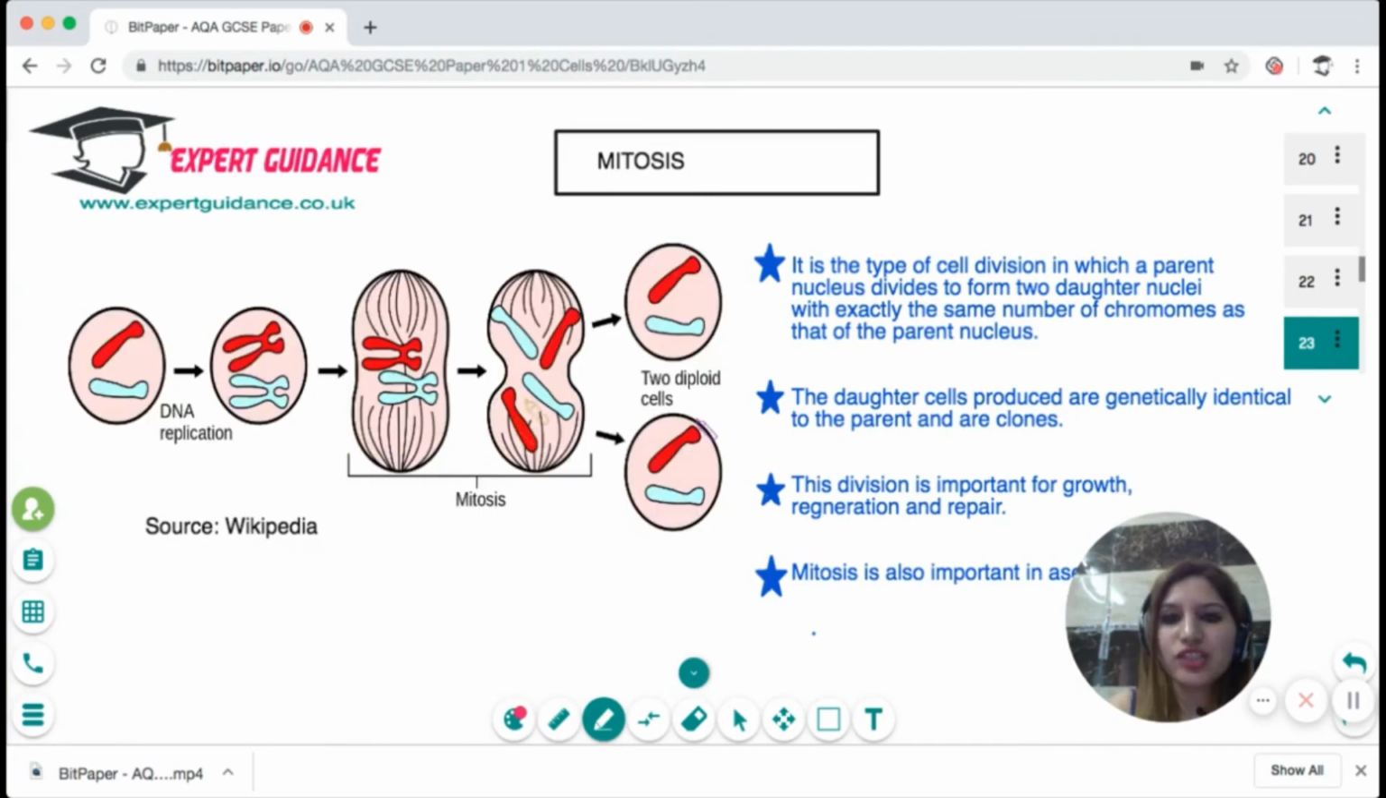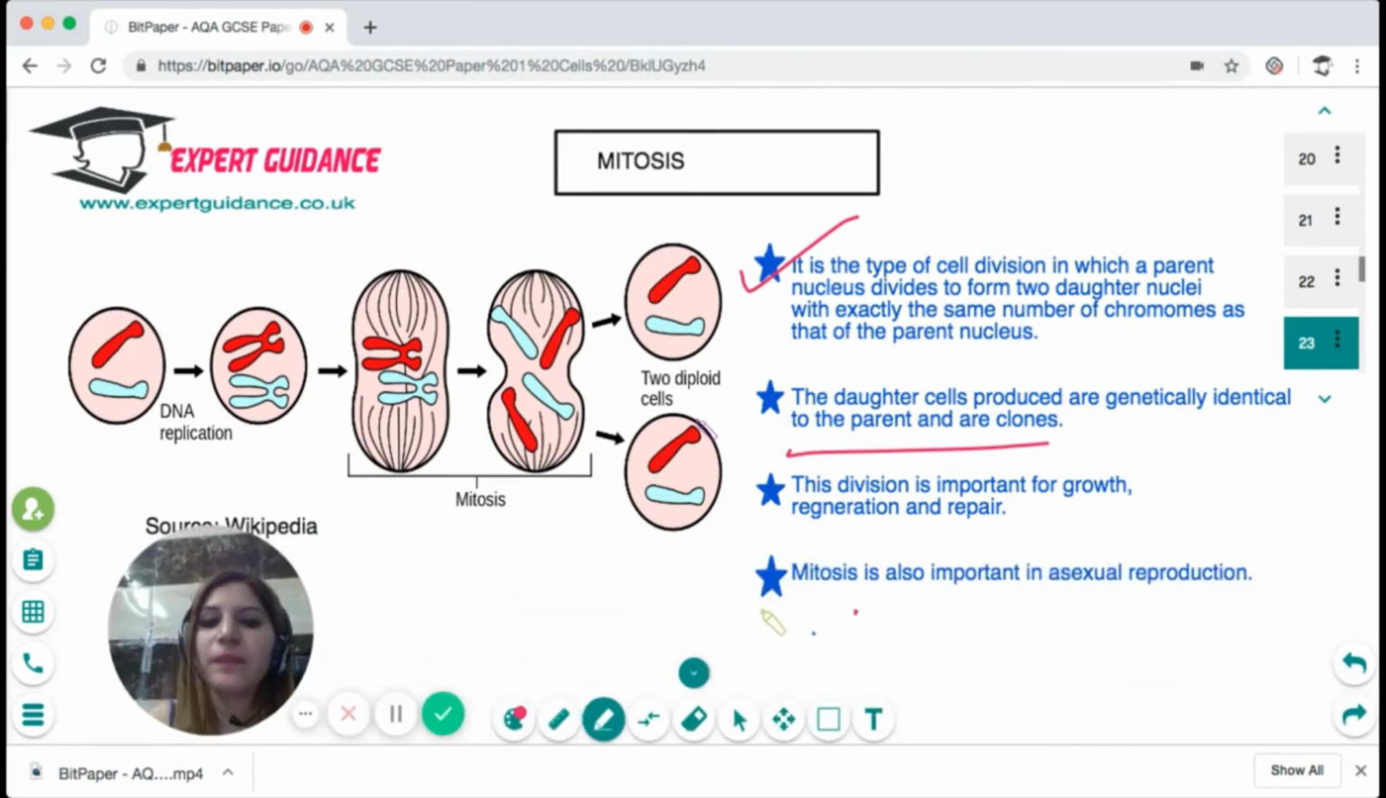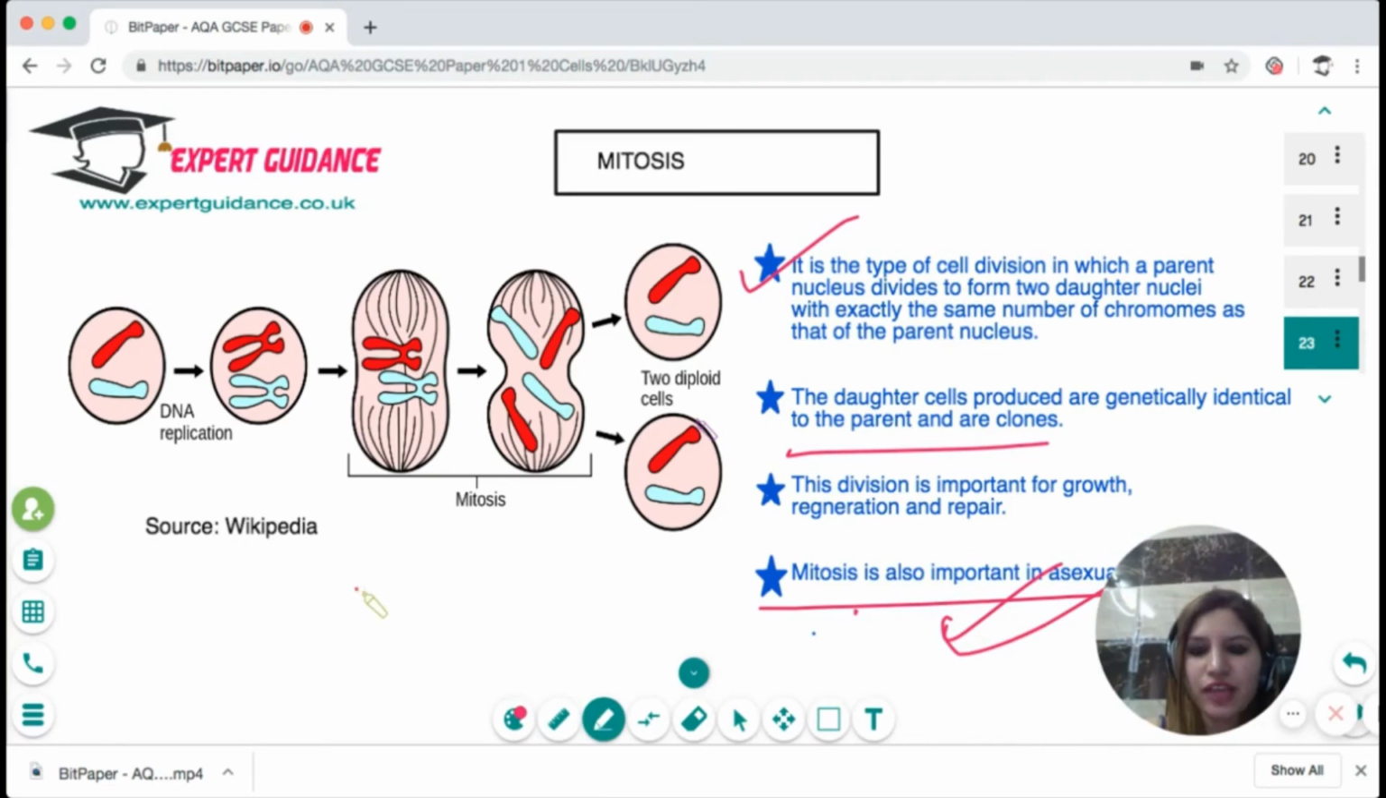Now, what is mitosis? It is a type of cell division in which a parent nucleus divides to form 2 daughter nuclei with exactly the same number of chromosomes as that of the parent nucleus. The daughter cells produced are genetically identical to the parent, and we can call them clones. This division is important for growth, regeneration, and repair, and mitosis is also important in asexual reproduction. Now, how do the stages of mitosis take place? Here's a diagrammatic representation of it. We started with, although there are 46 chromosomes, 23 pairs, but for the diagram, we are starting with 2 chromosomes. So these 2 chromosomes first duplicated.